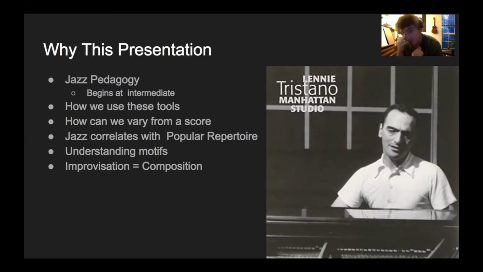Okay. Picture of Lennie Tristano. He was a pianist that first tried to publish jazz piano methods and theories. So they're a bit controversial. They're not my favorite, but he's a good name to know.